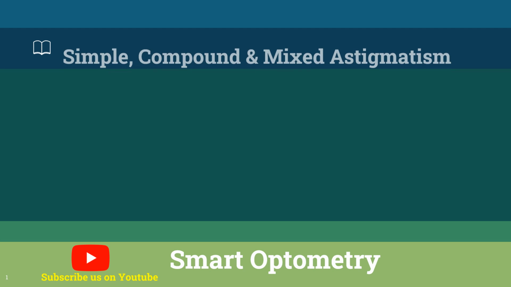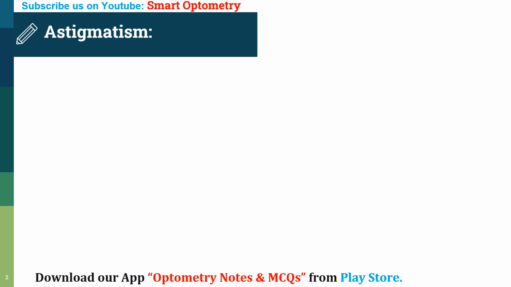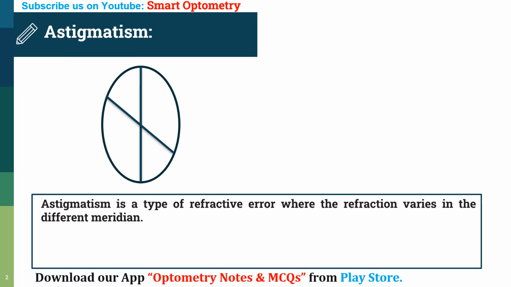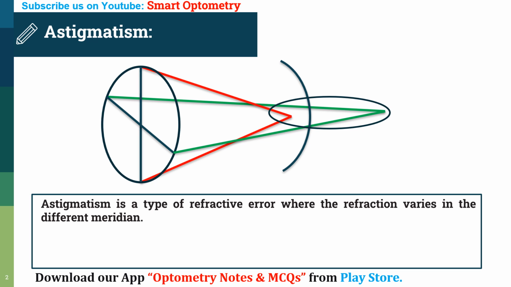Today I will discuss simple, compound and mixed astigmatism. What is astigmatism? Astigmatism is a type of refractive error where the refraction varies in different meridians. That means in one meridian the refraction will be more or less as compared to another meridian. So both meridians can't focus on the same point, but they focus one in front of another.